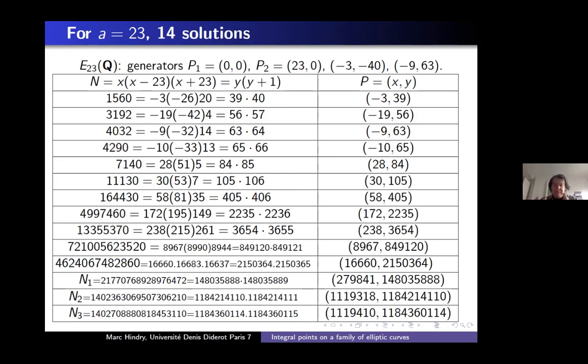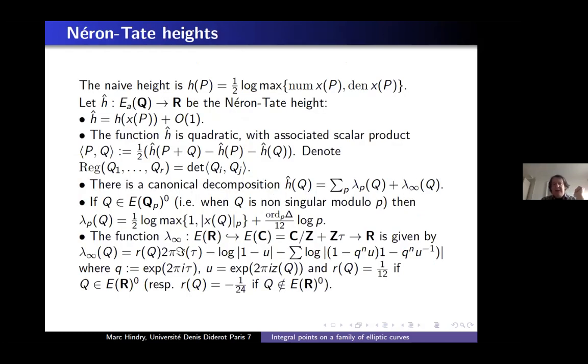For any A, the integral solution seems out of reach. It's too complicated. So let's now concentrate on the proof. The sketch of proof of Theorem B and Theorem C.